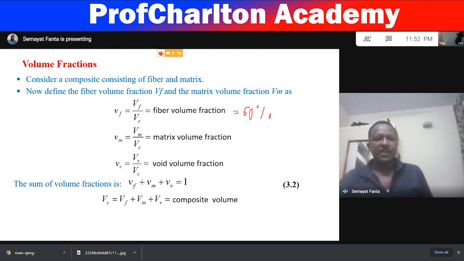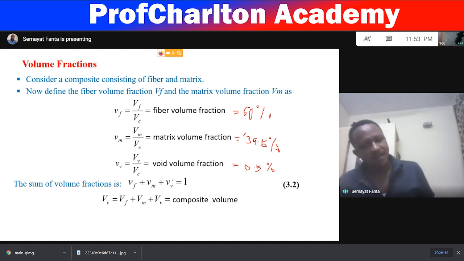So finally we sum up all of them together to get one. Why? Because we represent this as a percentage. For example, if this is 60, this should be, let it be 39.5 percent. Then the void is about 0.5%. Okay, so the total sum of this gives us 100%.